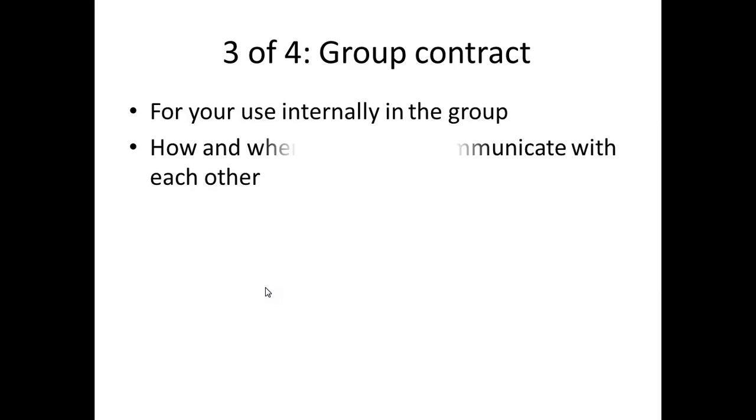The third document that you should hand in is the group contract. And the group contract is basically handed in just so we know that you have it, but it's basically for you in the group. So how and when should you communicate with each other? How often should you have meetings? Should you be there physically at all meetings, or is it okay to be on Skype?